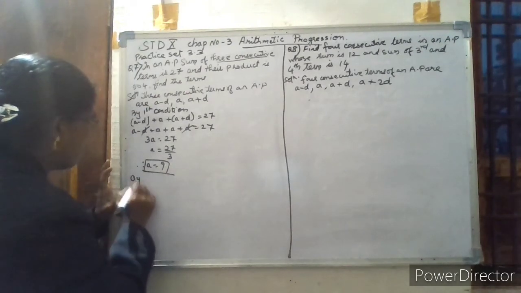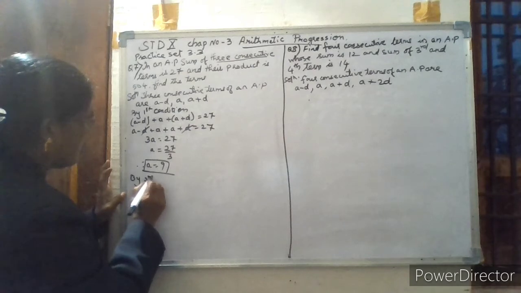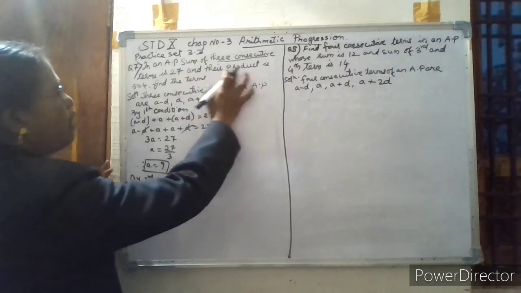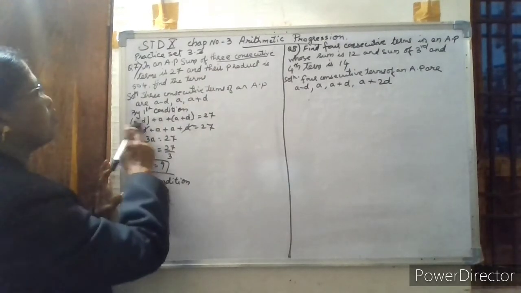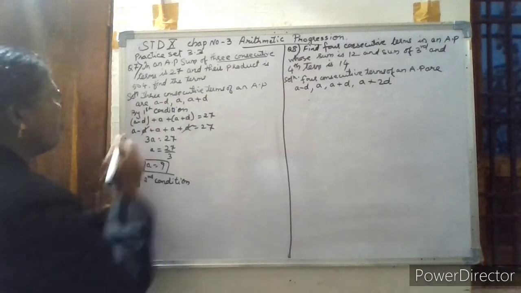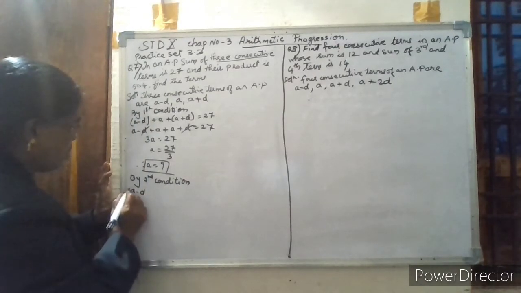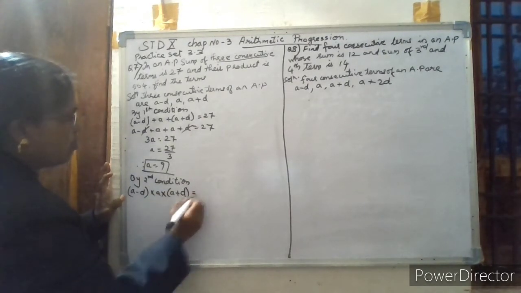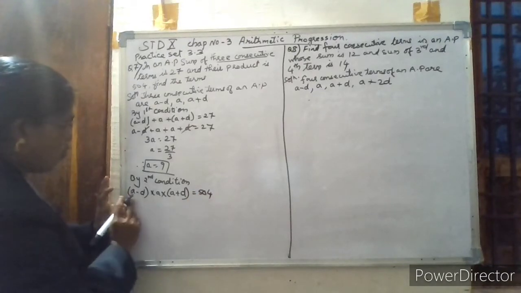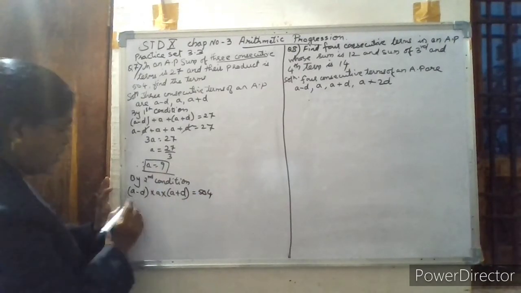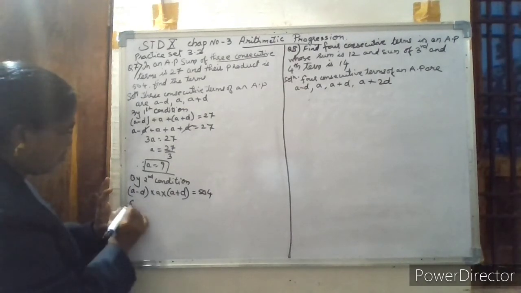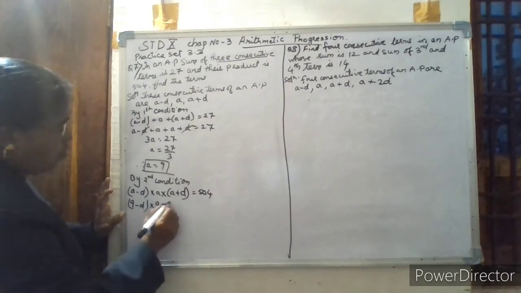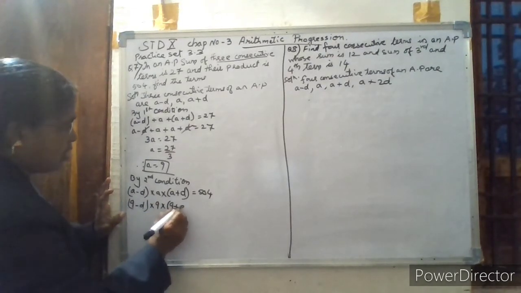By the second condition, what is given? The product of the 3 consecutive terms is 504. So it is (a minus d) into a into (a plus d) is equal to 504. a we already know is 9. So in place of a we can substitute 9: (9 minus d) into 9 into (9 plus d) is equal to 504.